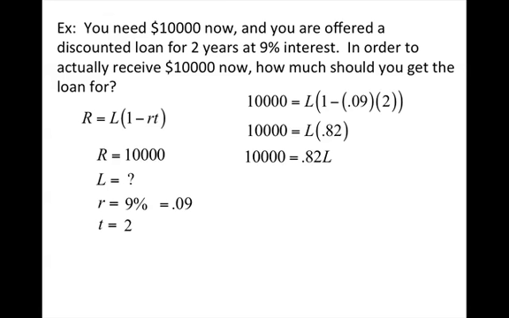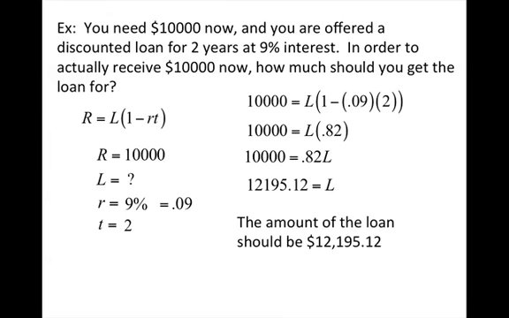So to solve for that L, I need to divide both sides by 0.82. So on your calculator, say 10,000 divided by 0.82, and this gives you 12,195.12. So that's the amount I need to make the loan for. So the amount of the loan should be $12,195.12.